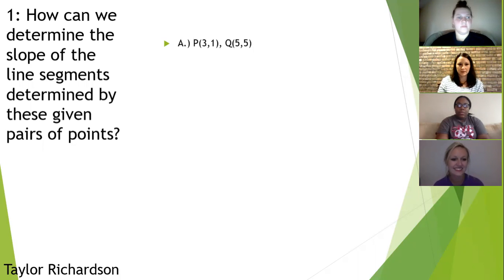All right, Taylor, how can we determine the slope of a line segment determined by these given pairs of points? That's a great question, Sarah. Thanks for asking. So our given pair of points is we have point P, which is on 3, 1, and point Q, which is on 5, 5. And so when we're looking at these, first off, we're going to go ahead and label them X1 and Y1 and X2 and Y2. This is going to help us when we're plugging these numbers into our formula later on.